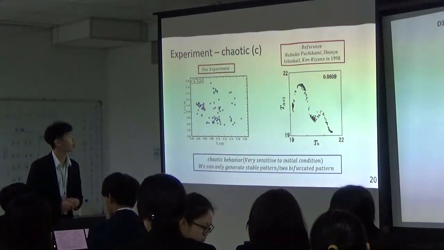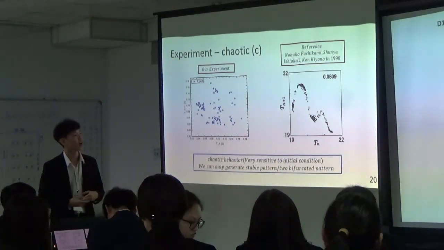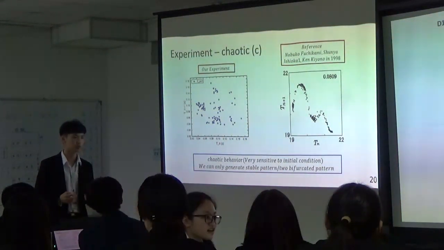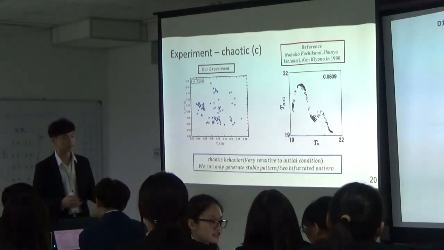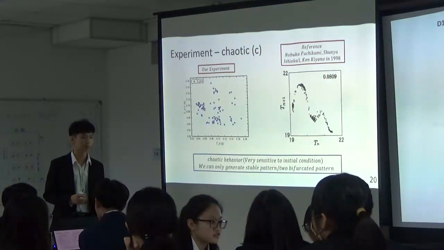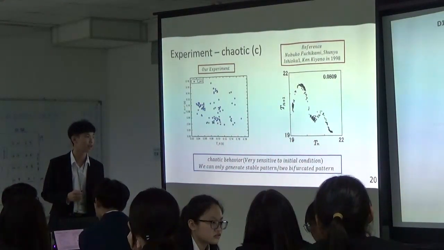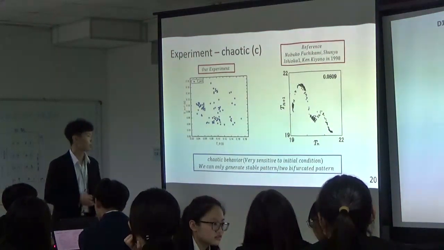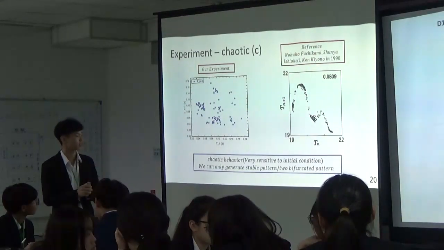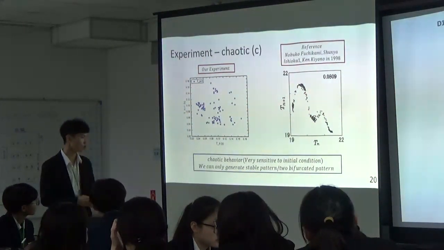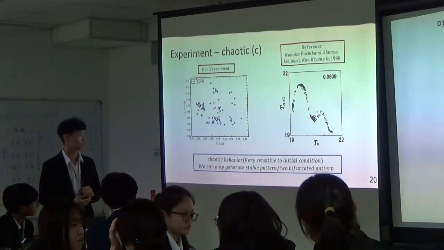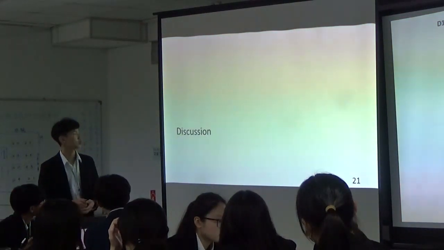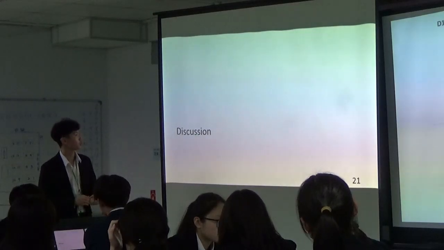To compare our experiment with the reference kit, we found that in our experiment our data is very irregular, but in the reference kit, his data is chaos. But there are some ways to find out and to predict. We found that it is because the chaos behavior is very sensitive to the initial conditions. We can only generate the stable pattern, the 2 buffer rate patterns.